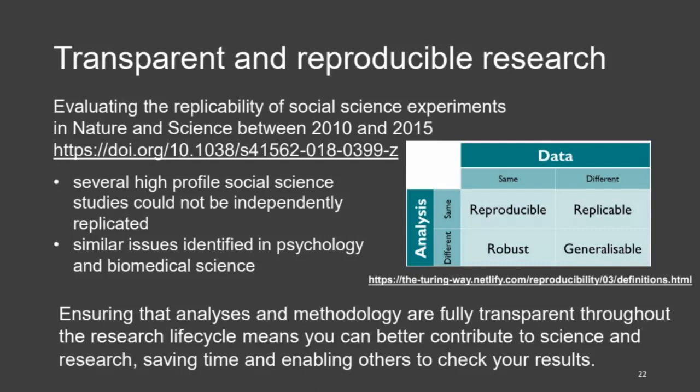There have been some quite high-profile examples in psychology, and a lot of debate over whether psychology is even a science, and how difficult it can be to reproduce. But increasingly it's been recognised that this is an issue in a wide range of disciplines, not just psychology but the biomedical sciences, and potentially virtually every discipline. Ensuring that analyses and methodology are fully transparent throughout the research cycle means you can better contribute to science and research reproducibility, save time, and enable others to check your results. So that paper's worth a look.